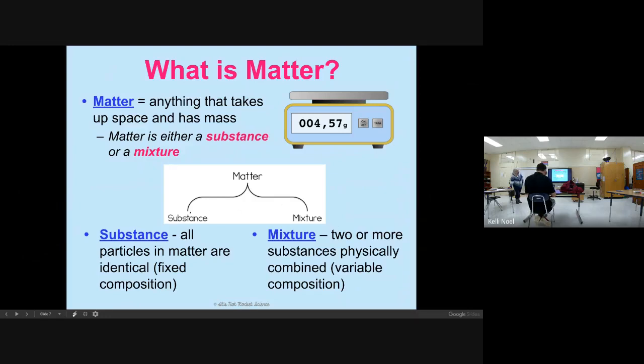So a substance is pure. It would take chemical means to actually separate it, whereas a mixture is usually pretty simple to separate.